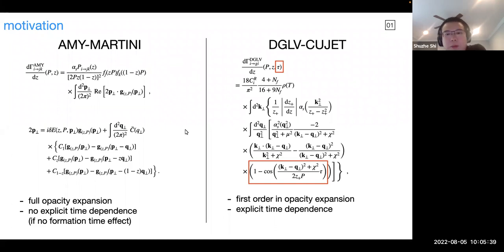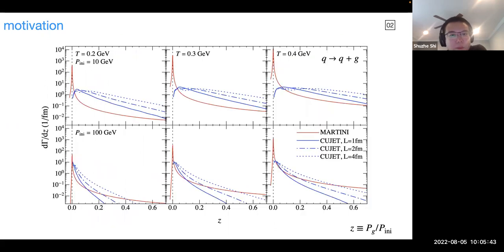So first of all, let's take a rough look at how the rates look. So here I plot the rate computed from the formulas shown in the previous slides. As you can see, Martini assumes no path dependence. It's independent of the path lengths, whereas CUJET does depend on the path lengths. They're represented by different line styles. And also if we look at the momentum fraction dependence, z here is the ratio of the emitted gluon momentum versus the initial jet momentum. You can see a very different asymptotic behavior at small z and large z.